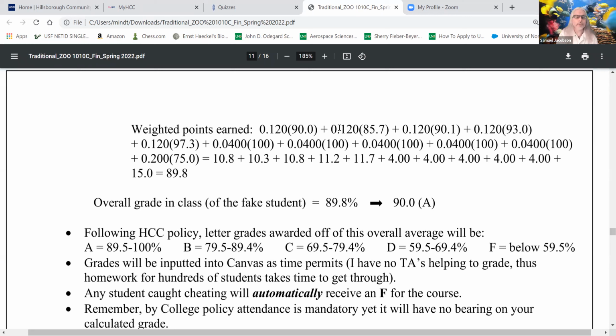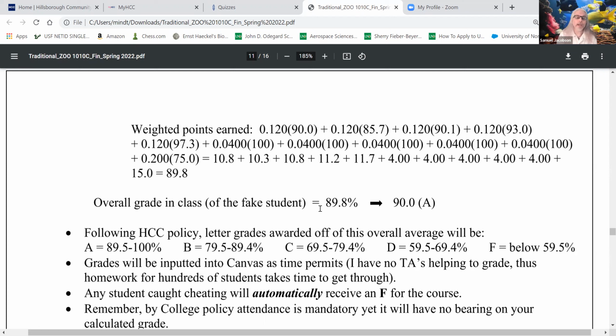Where's the Gordon Rule? There it is. Gordon Rule, they got 75% of it, that's 20% of the grade, and so forth. There's your homework in there. When you add up all those points, you can see this fake student in this fake class got an 89.8. Nice, which means this fake student got a fake A. Great fake job.